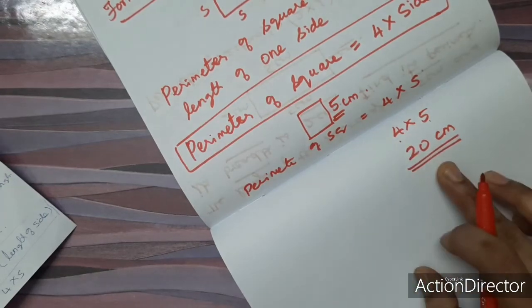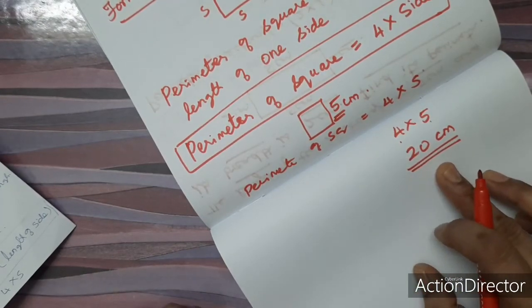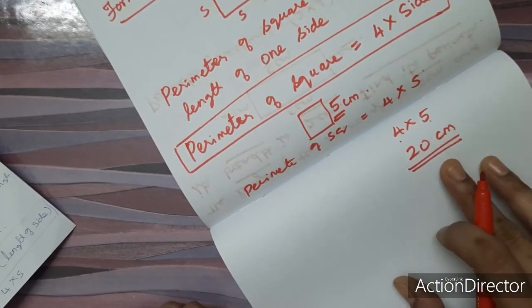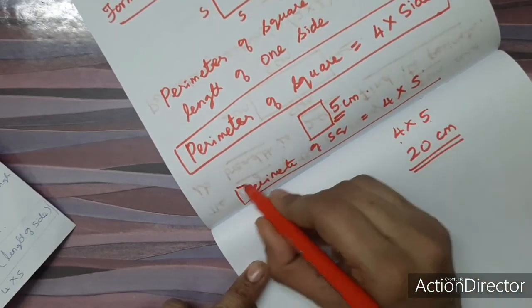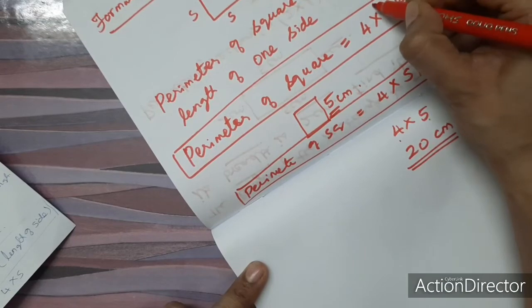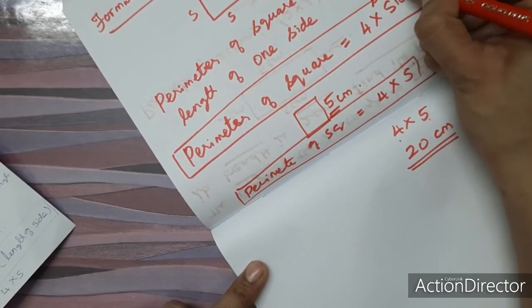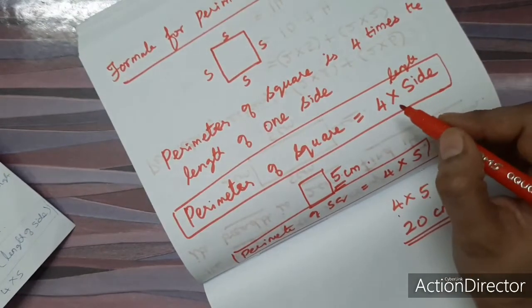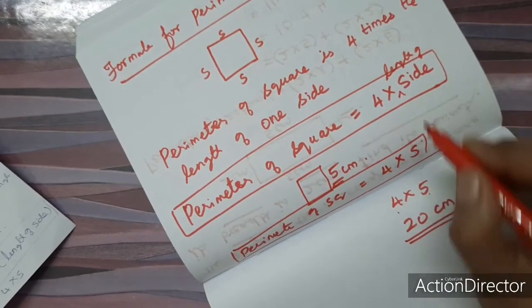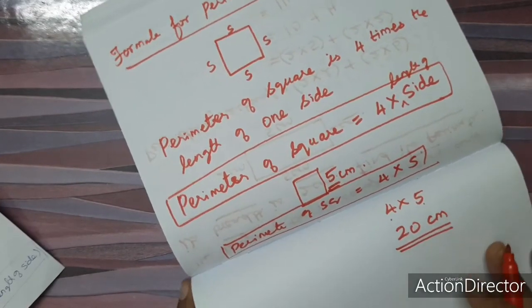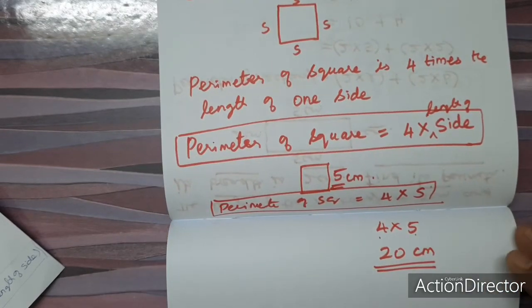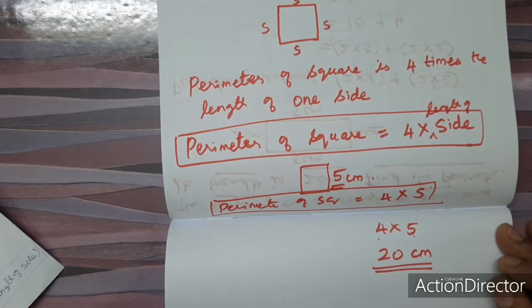We have found the perimeter of it. This is how you will find the perimeter of a square. You will use the formula 4 into side, or 4 into length of side. Anything is okay. We have studied two formulas. One is for the perimeter of a rectangle. Another one is the perimeter of a square.